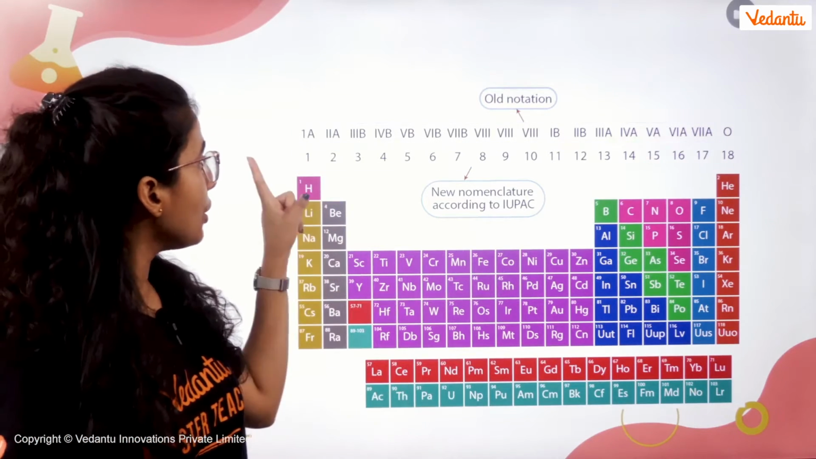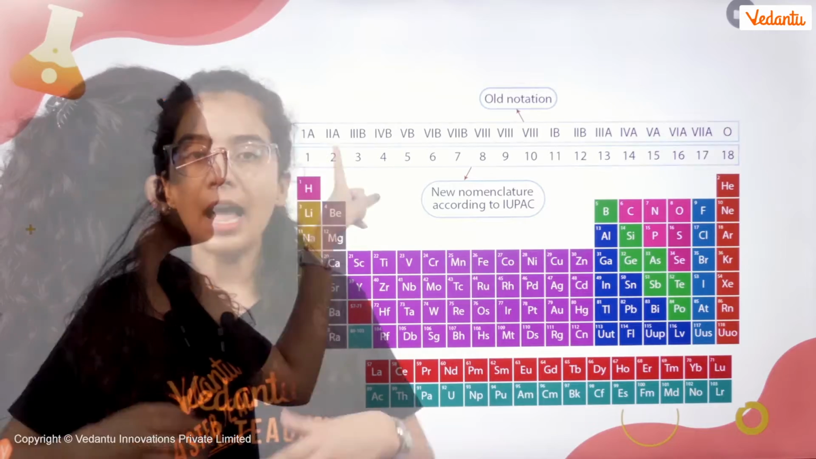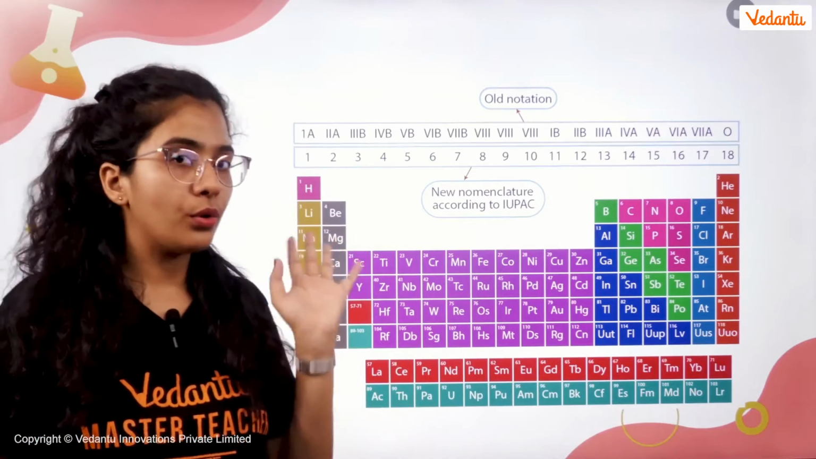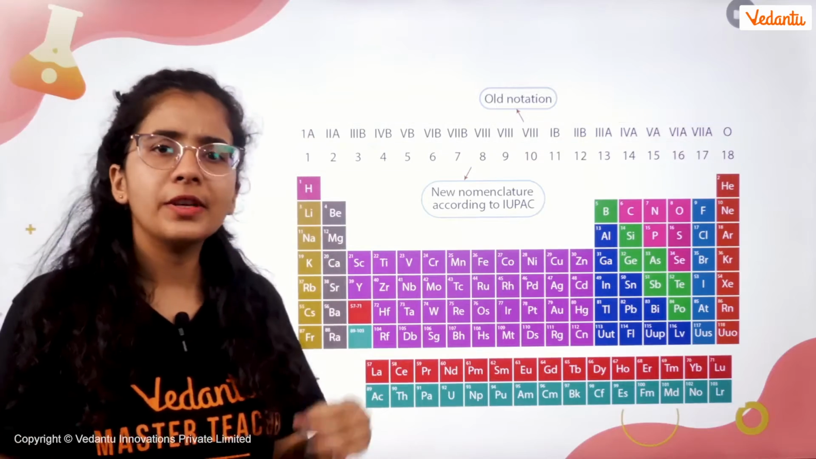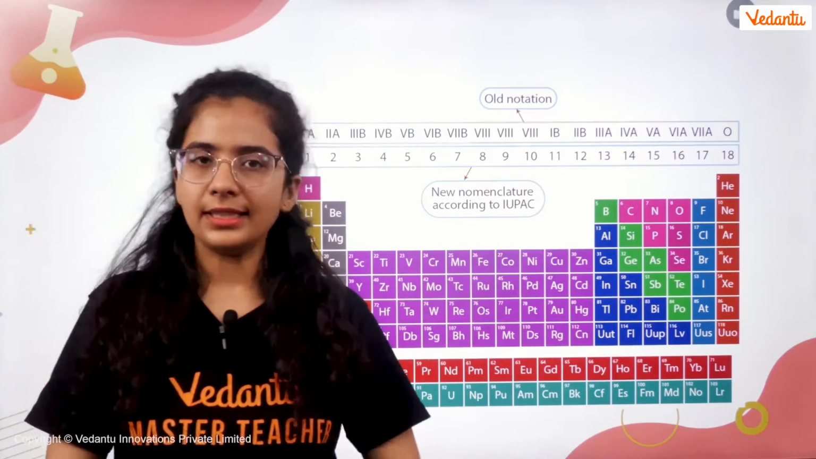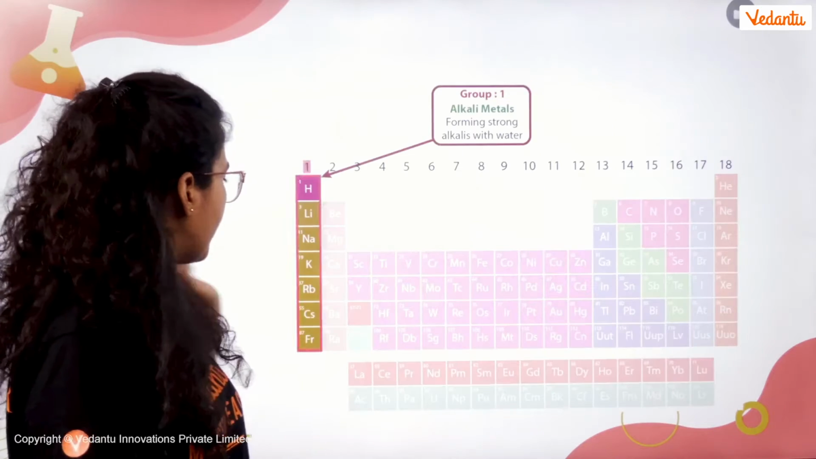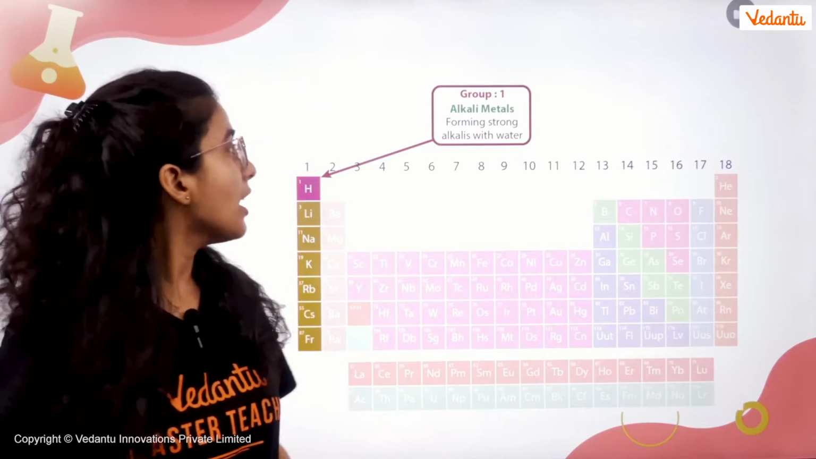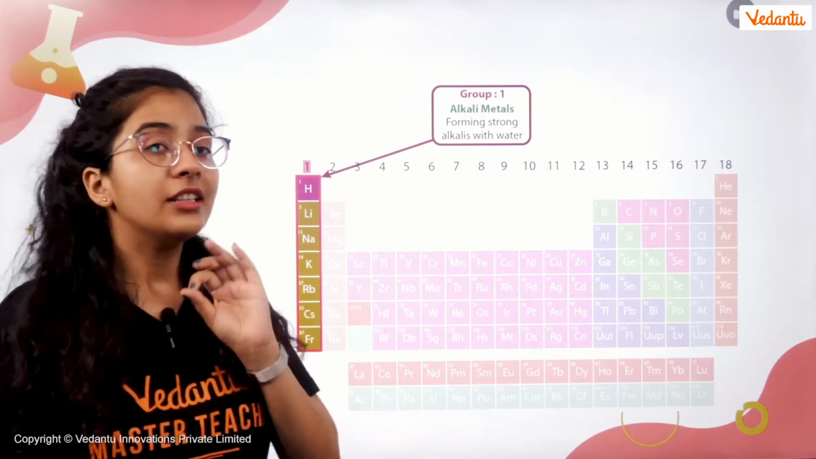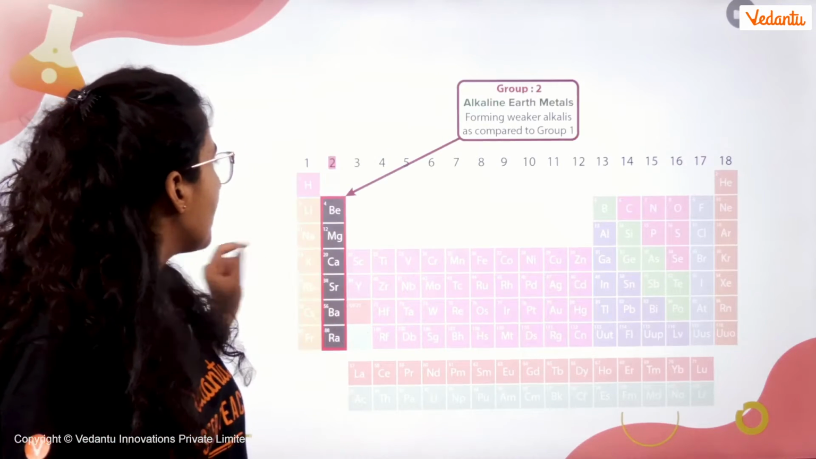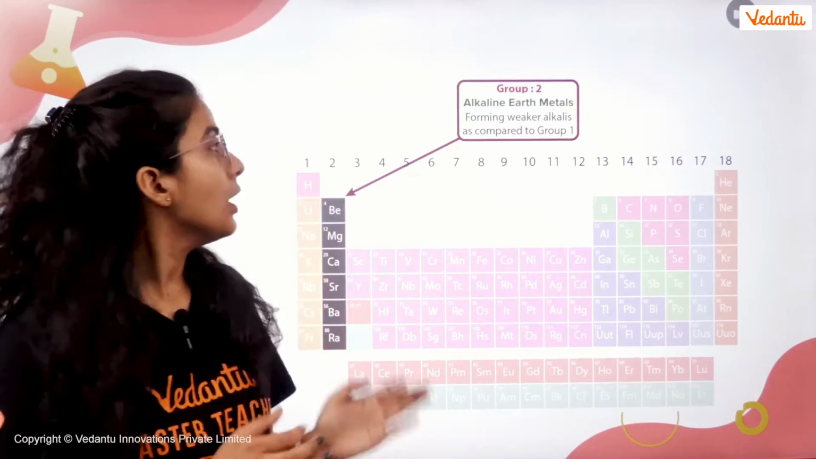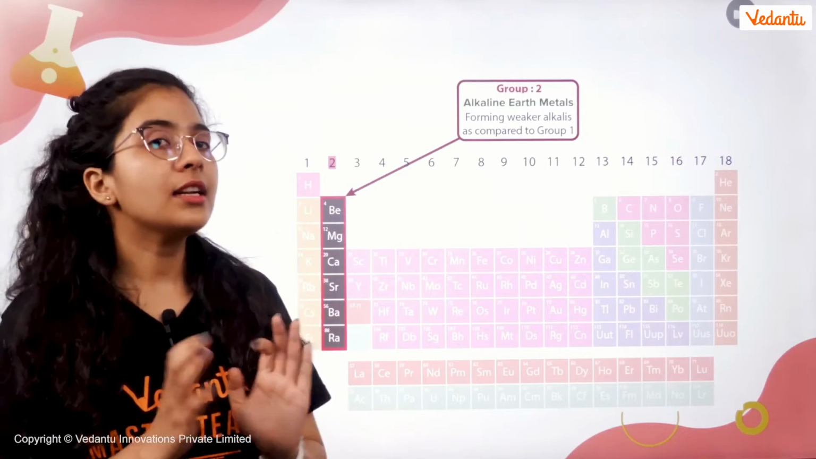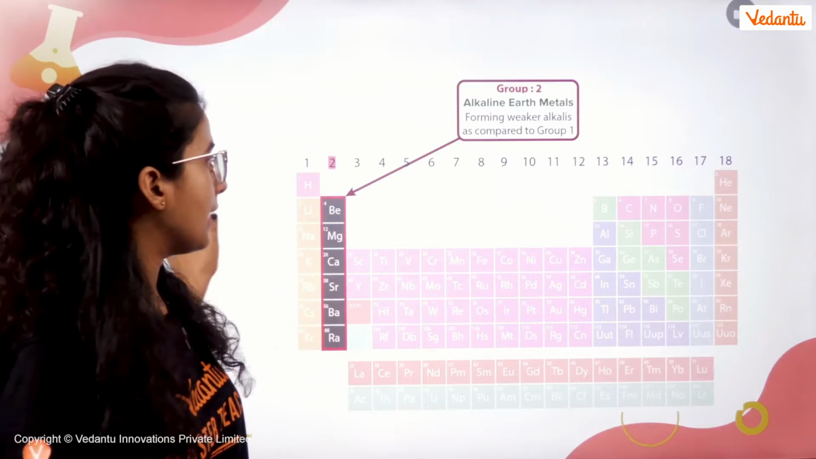Okay. So you see the old notation, first A, second A and so on. This is how we used to notate these groups in the old way. Nowadays, according to IUPAC, we simply write them as 1 to 18, right? So this is pretty simple, 1 to 18, alright? Now, the elements placed in group 1 are known as alkali metals. They form strong alkalis with water, okay? The elements placed in group 2 are known as alkaline earth metals. They also form alkalis but weaker alkalis as compared to group 1 elements, right?